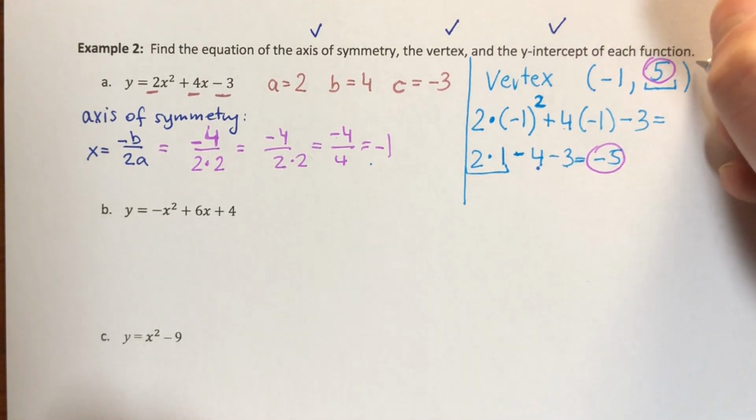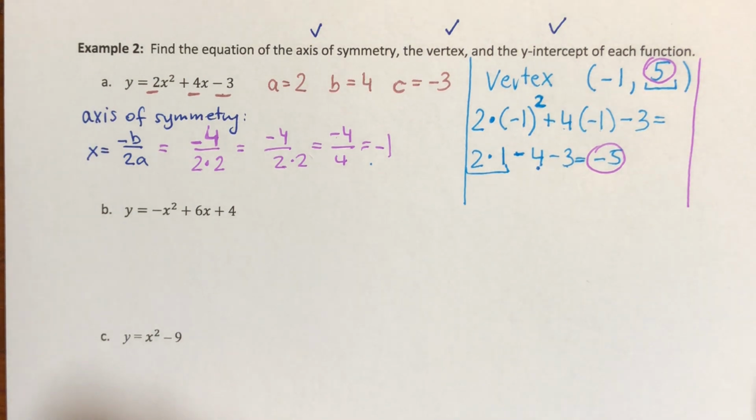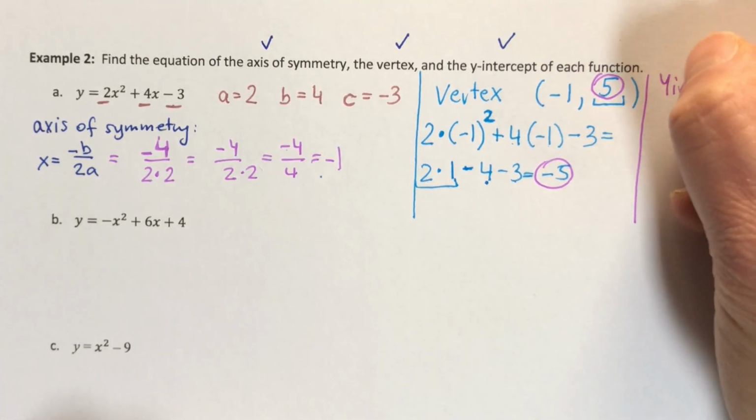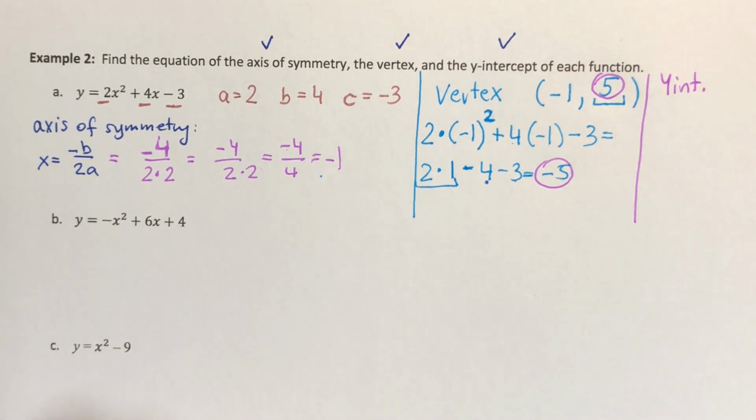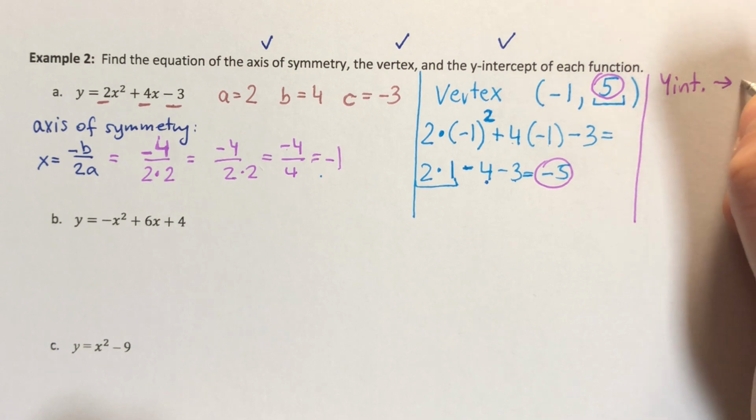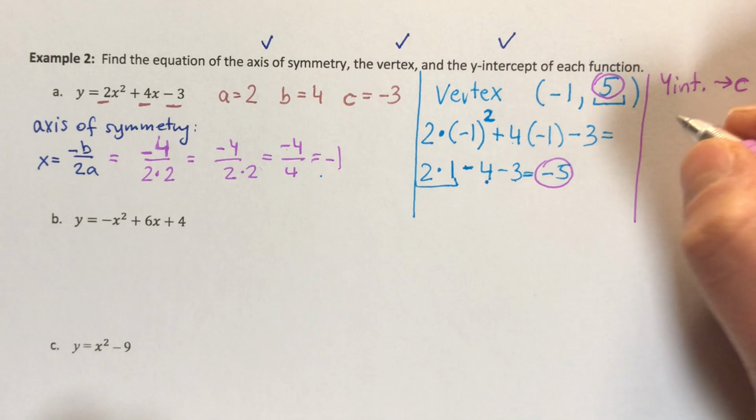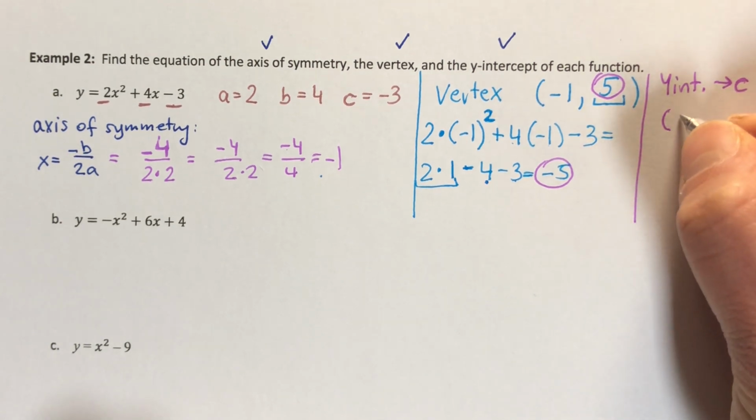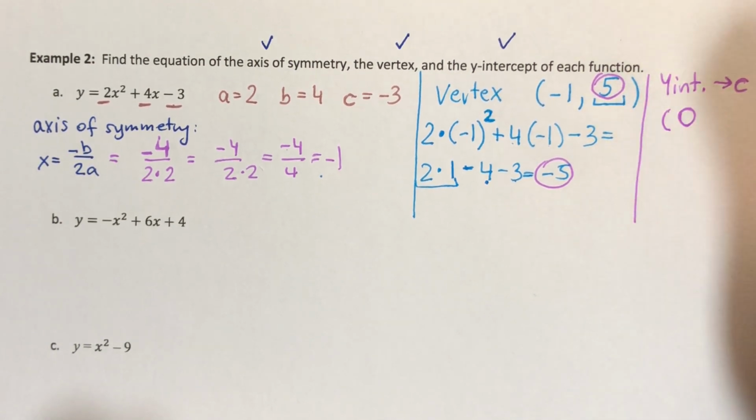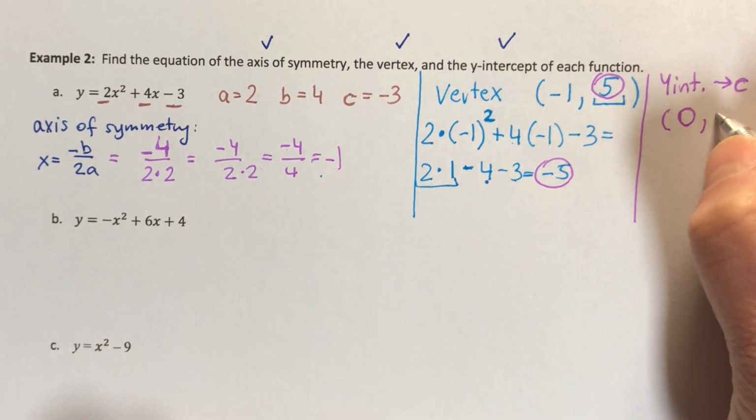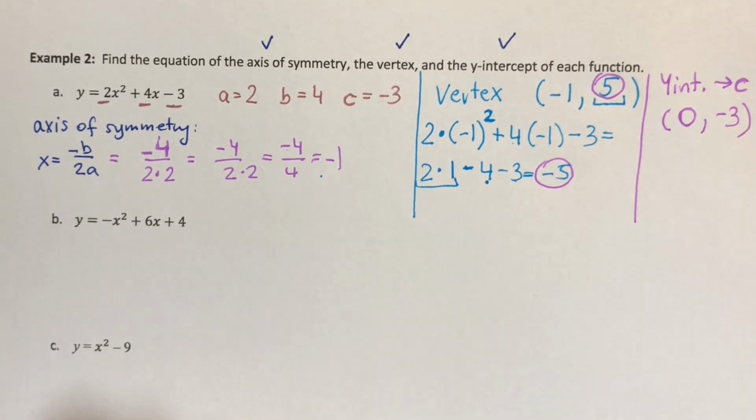The last thing that we need to find is the y-intercept. I'm going to move my paper a little bit. And y-intercept, on the first page, you had the definition. The y-intercept is equivalent to whatever the constant c is, and that is going to be the x-coordinate is 0 because you know you're on the y-axis, and the c for this one was -3. And we found everything we were asked for.